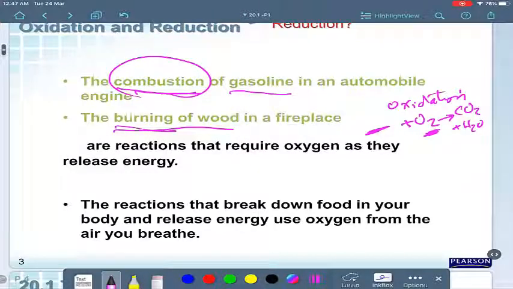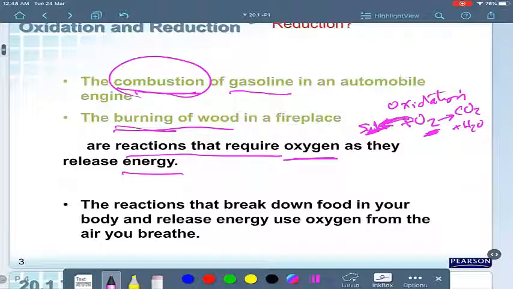What happened to this substance? It gains oxygen and burns. So gaining oxygen means oxidation happens. The reactions that need oxygen and release energy because of burning mean oxidation.